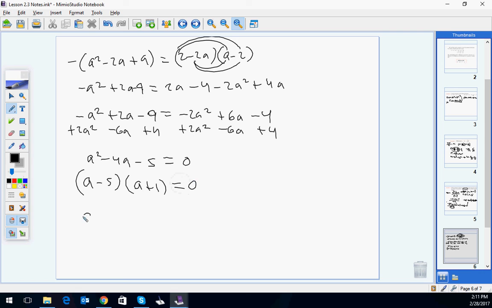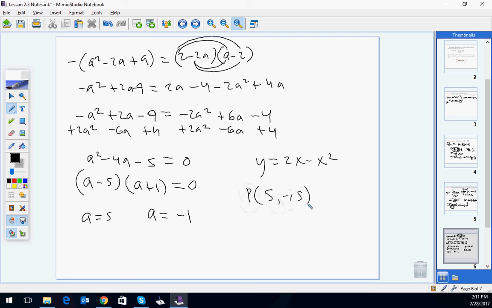So our two possible a's are 5 and negative 1. 5 and negative 1. So what does that represent? That represents the two possible points. So now we have to plug them into the original. So plug 5 in here. 10 minus 25. 10 minus 25 is negative 15. So our first point of tangency is 5, negative 15.